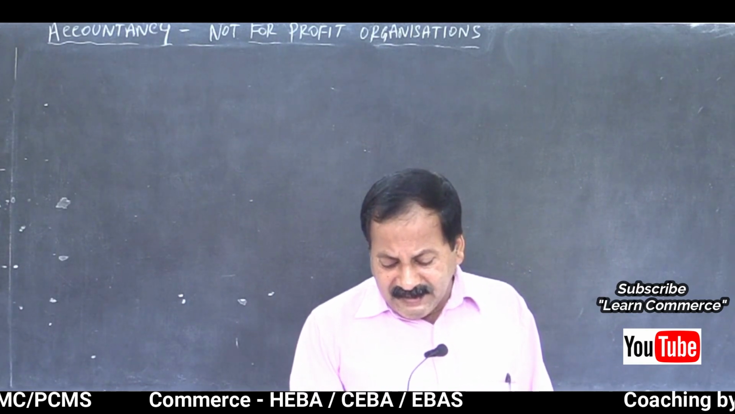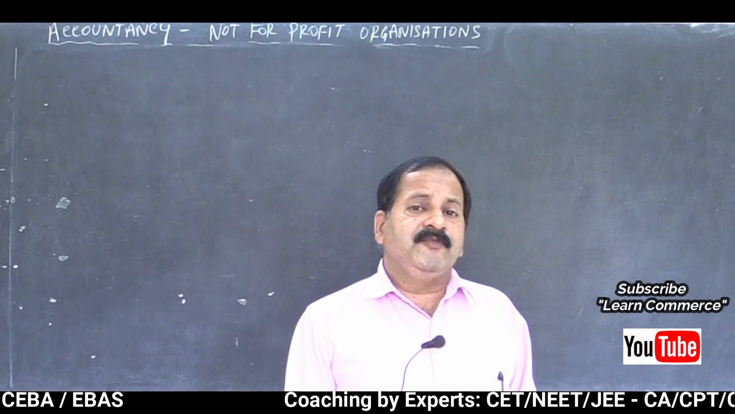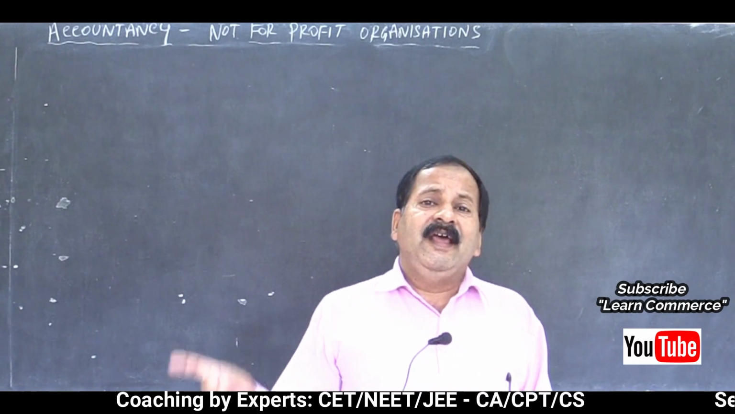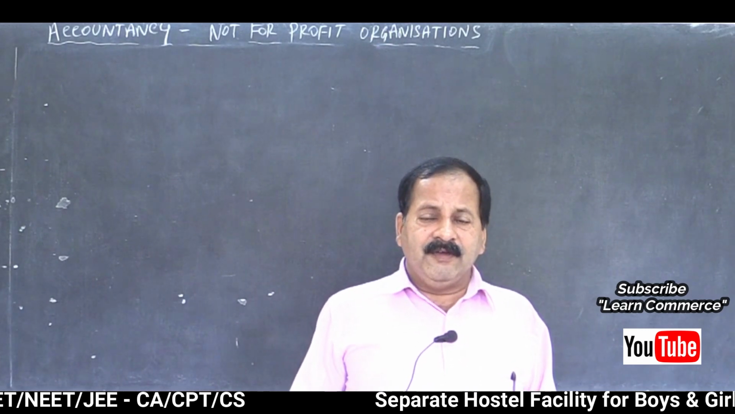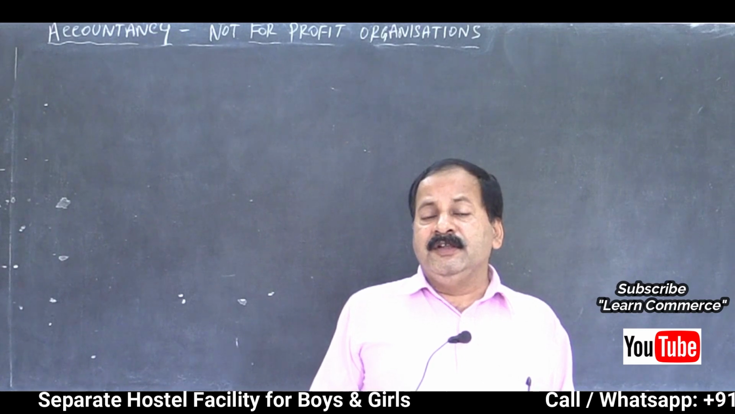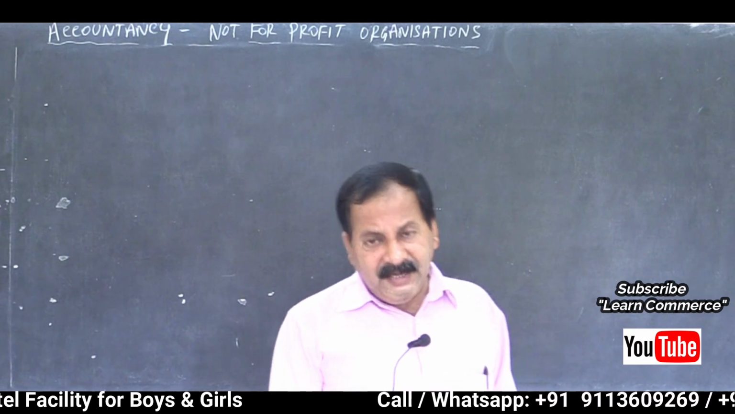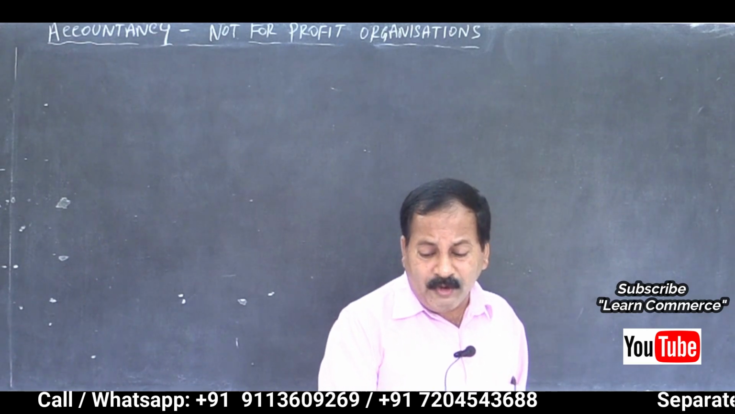Now 18-19 is given for subscriptions. That means subscription received in advance for the next year during the current year. This year we have received the subscription of next year. It does not belong to the current year. So it need not be deducted because it is separately given. It is not included in the current year's figure.